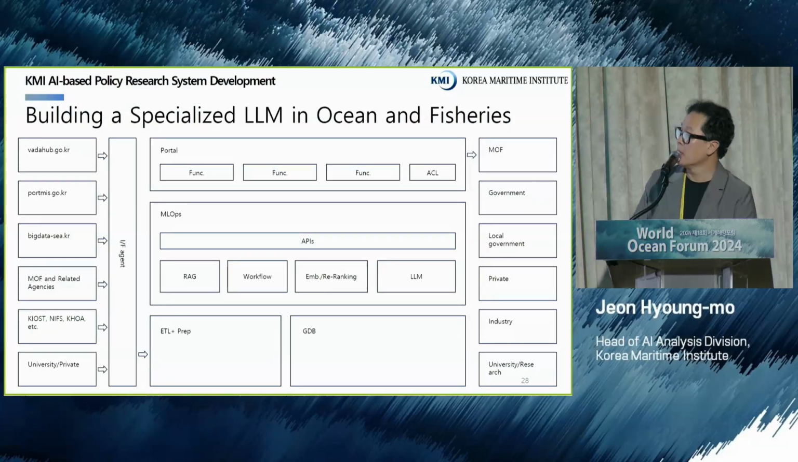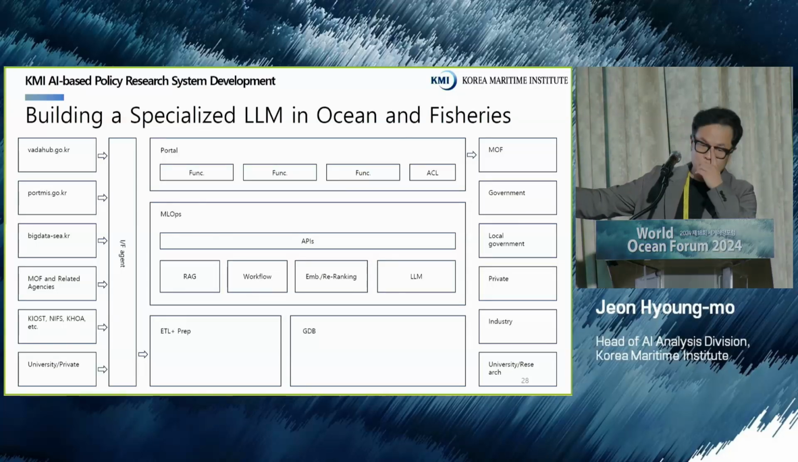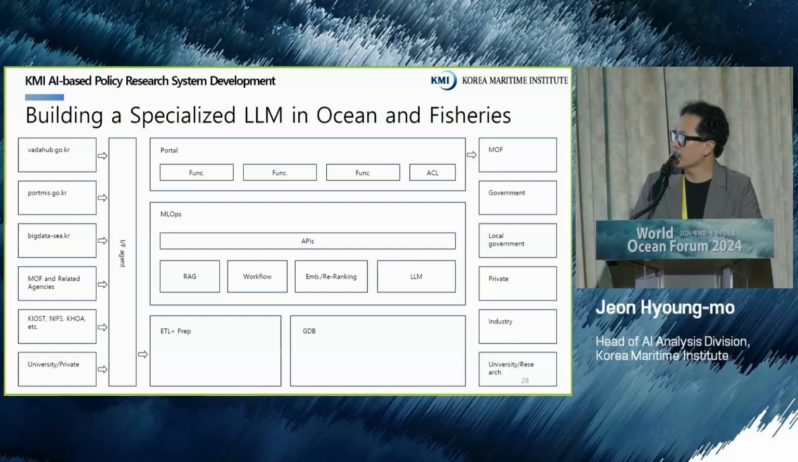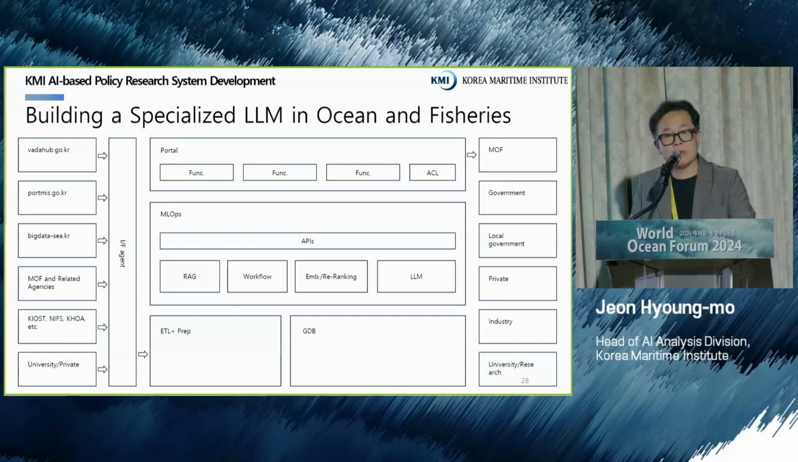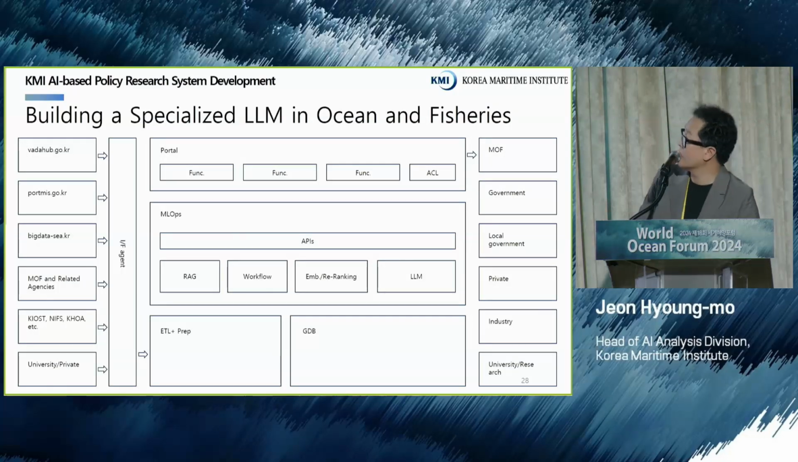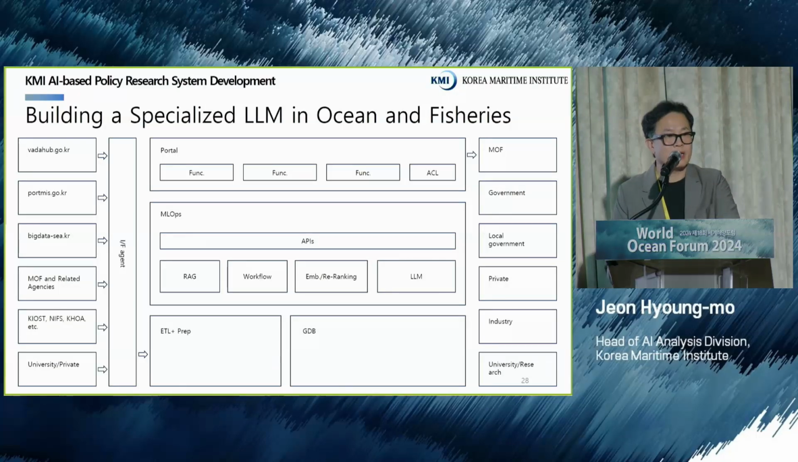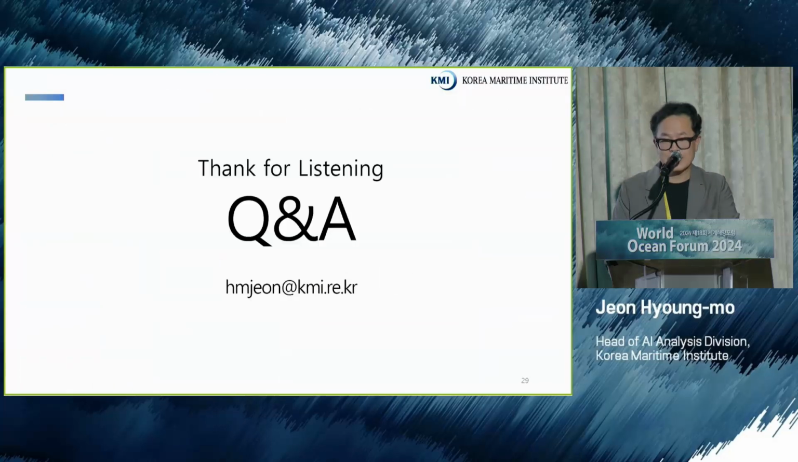And this is the LLM that we envision for the ocean and fisheries. We have port MIS and other public data. We have other institutions, for example, MOF, KIOST, and KMI. We are going to gather all those data to form a large language model for ocean-specific use. And based on that, we are going to build an AI infrastructure for public use.